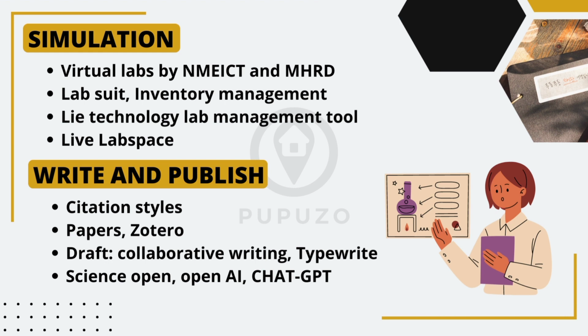Writing and publishing research papers can be a challenging task, but ICT has made it easier. Citation styles and reference management tools like Papers, Zotero, Draft, TypeWrite, and ScienceOpen assist researchers in organizing their references, collaborating on manuscripts, and ensuring accurate citations.